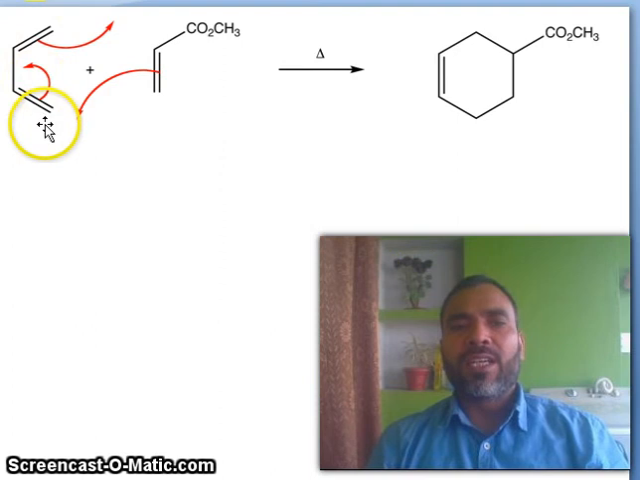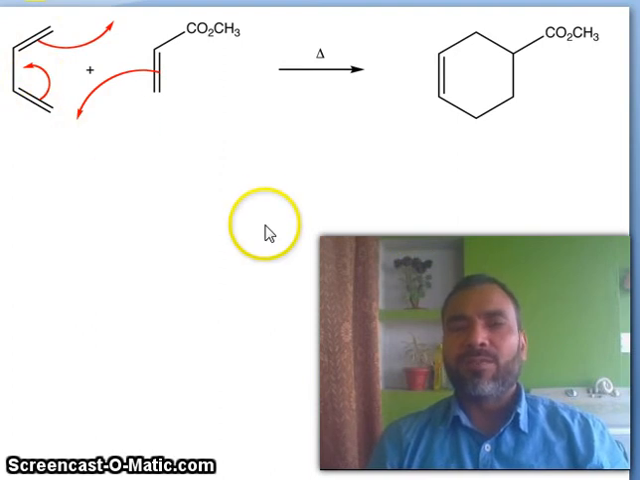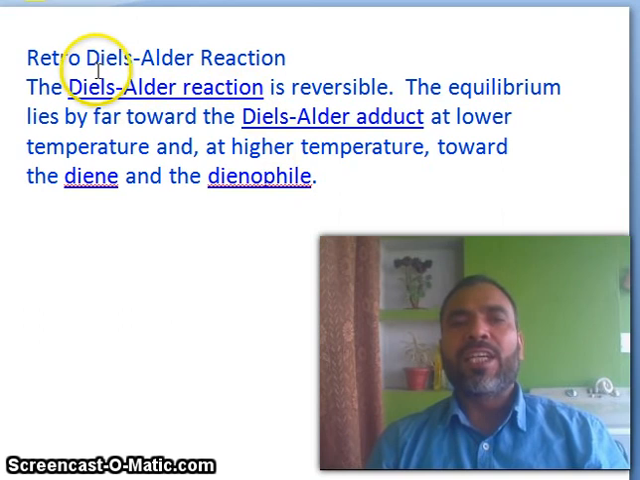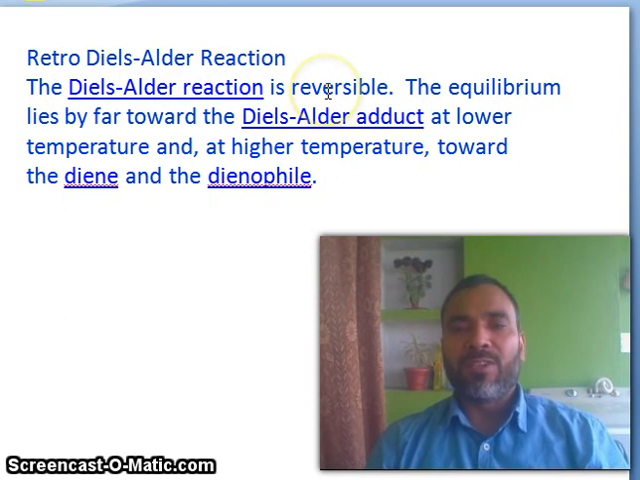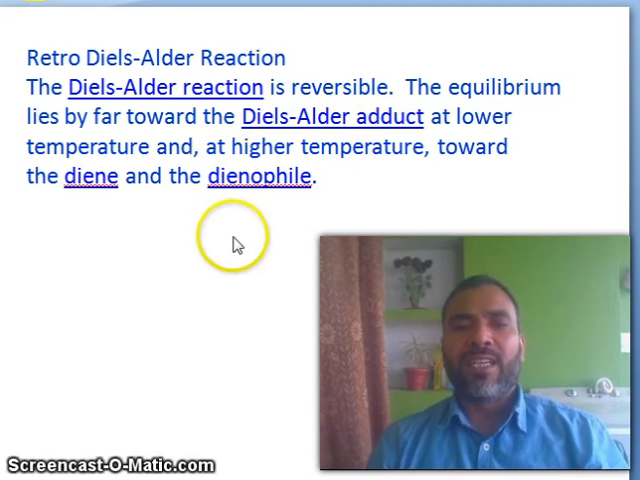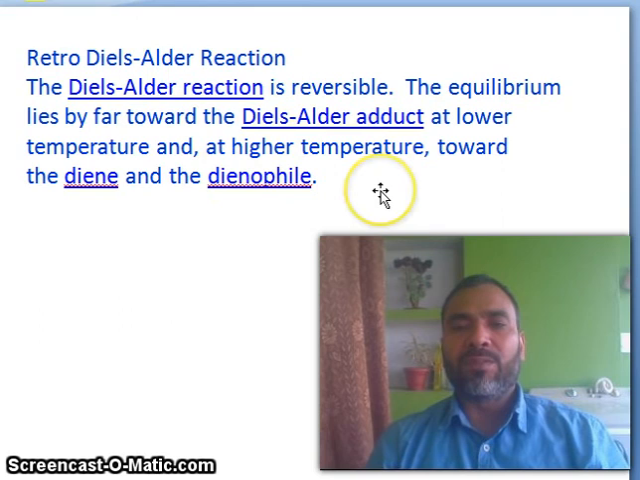Again see here the diene and dienophile. Another type is the retro Diels-Alder reaction. What does it mean? The Diels-Alder reaction is reversible. The equilibrium lies by far toward the Diels-Alder adduct at a lower temperature, and at higher temperature toward the diene and dienophile. That is a very important point because it is based on temperature.